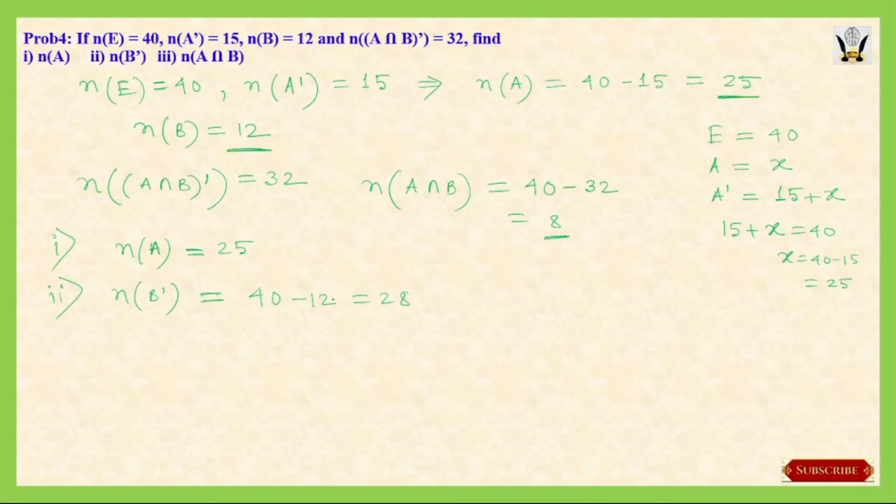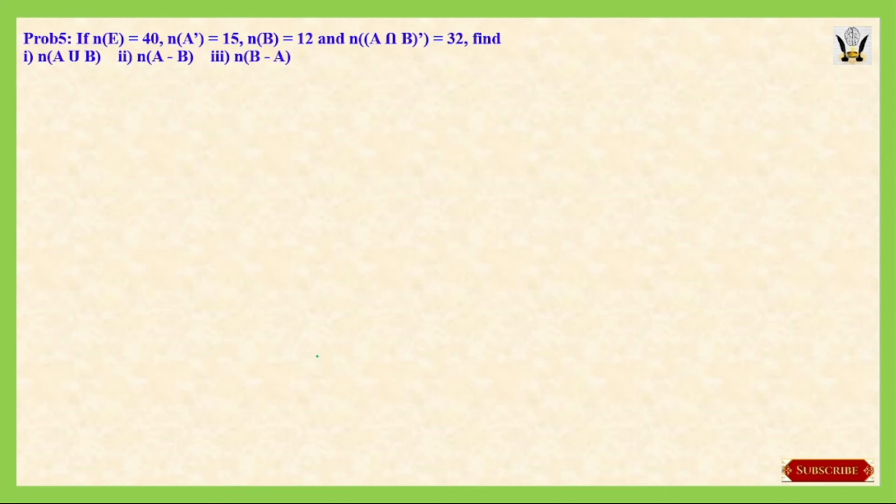Again the concept is the same that I have already discussed for A, so I am not repeating that concept. Now the third is the cardinal number of this intersection operation between A and B, and that we have already obtained, that is 8. So this problem is done. Next we will solve three other problem sums based on the same sets.